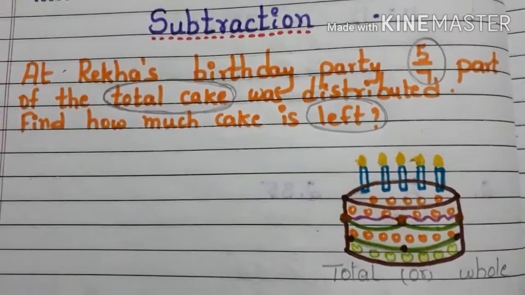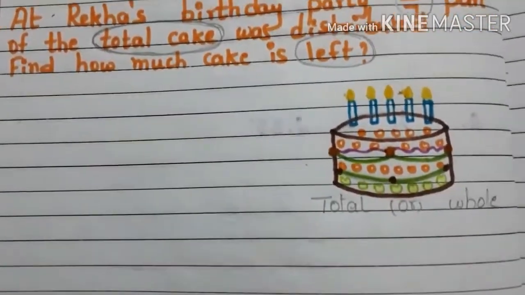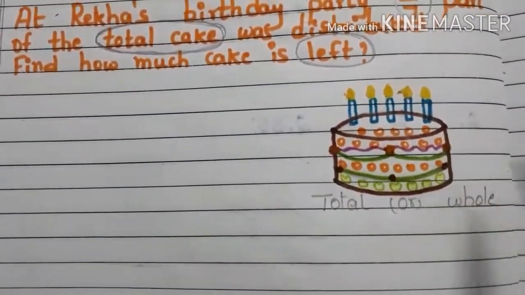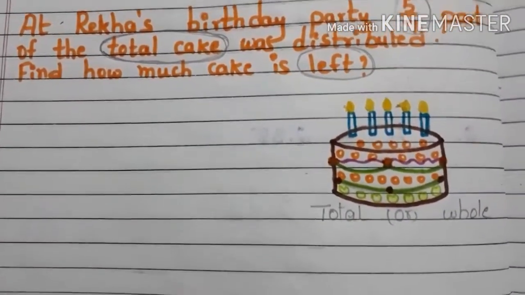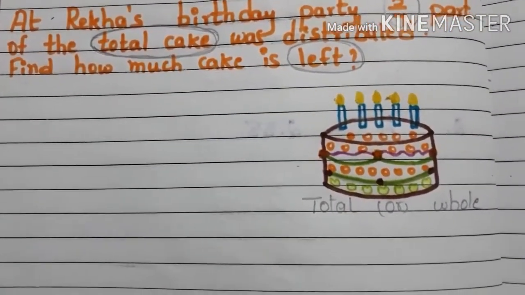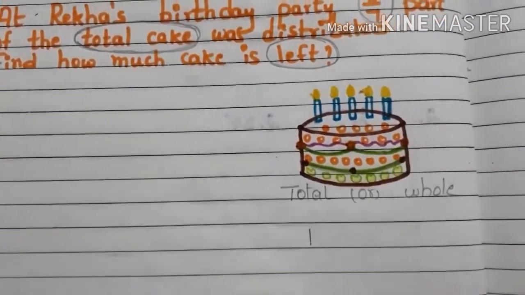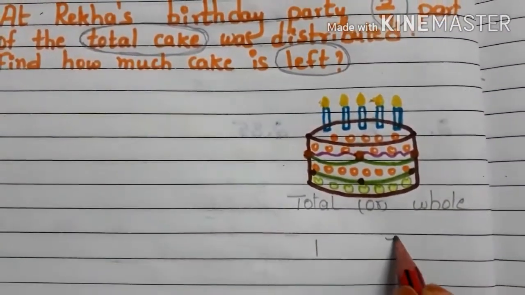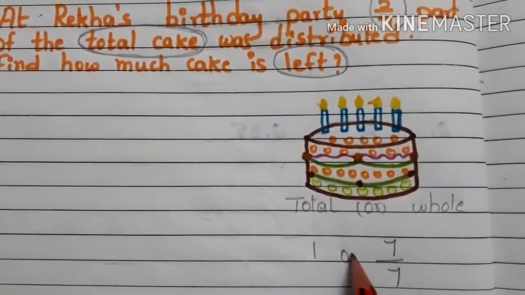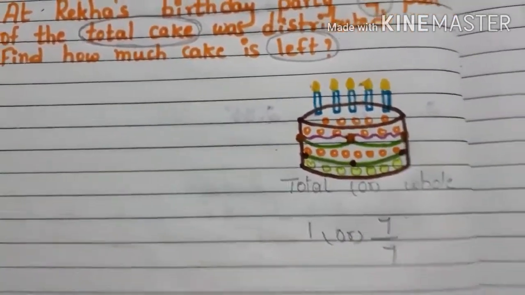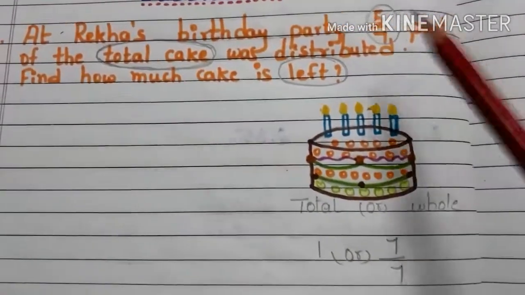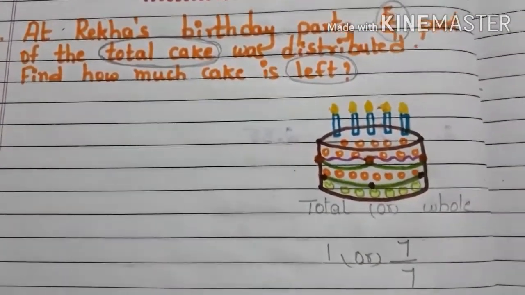First, we have to see how to represent the whole cake or total cake as a fraction. Okay, we represent the whole cake or total cake as 1 or else 7/7. See, here how we got 7/7? Let us see. In the question 5/7 is there, right?